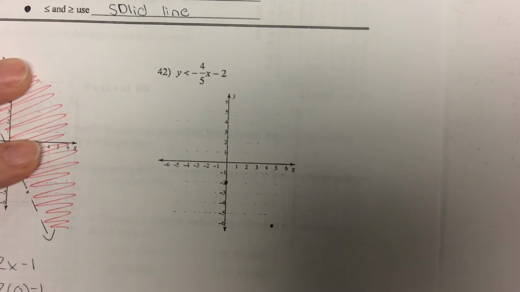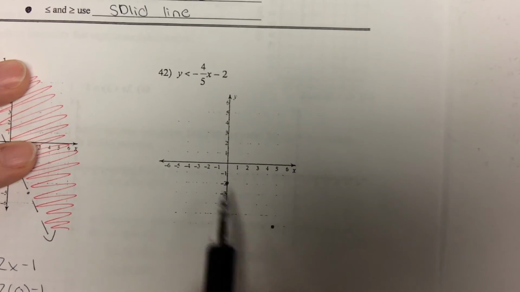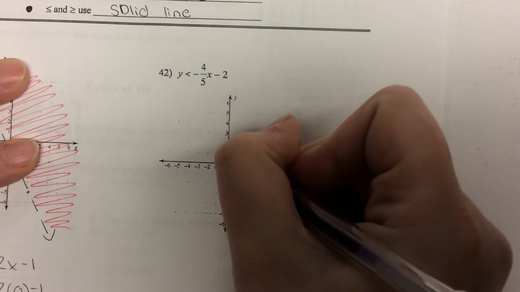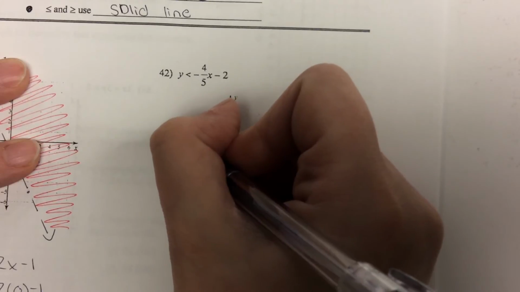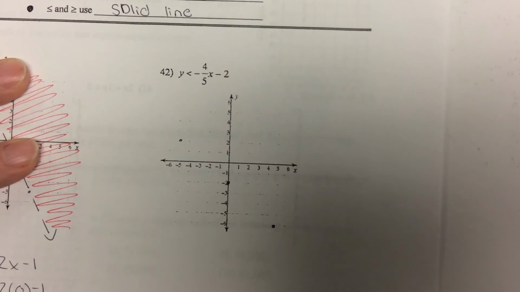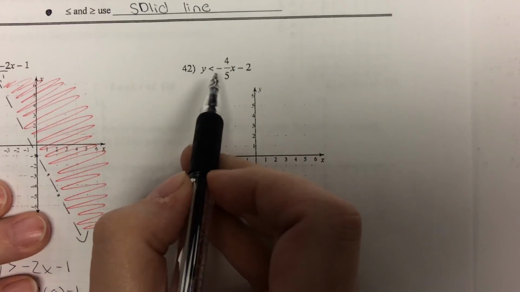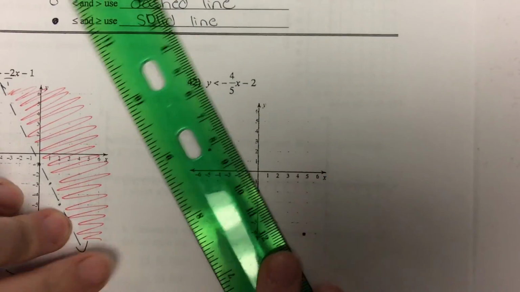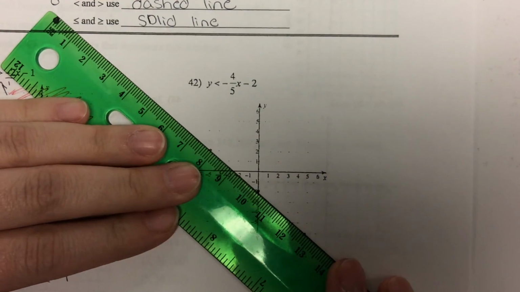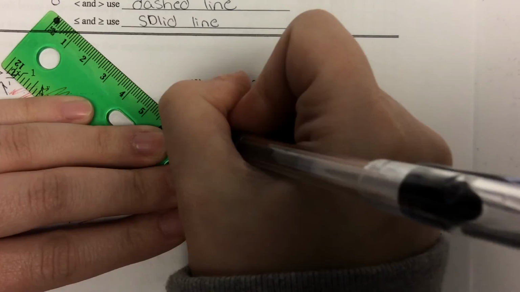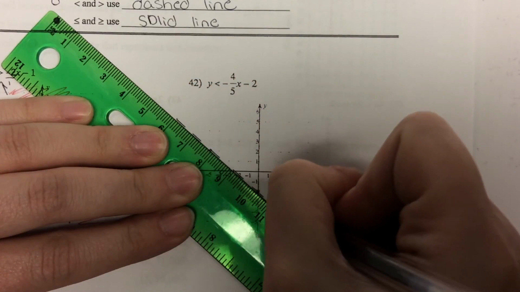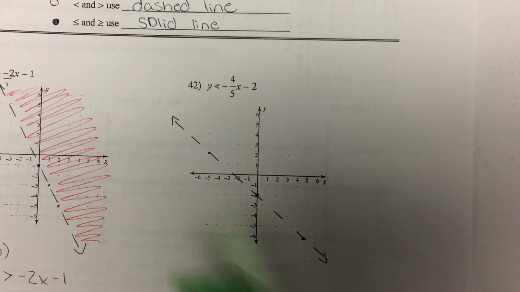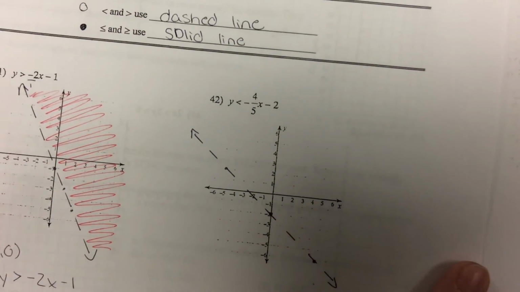Okay. Now I could plot another point, but I'm going to run off my graph. And I could actually plot it the other way, so I could go up 4 and to the left 5. 1, 2, 3, 4. 1, 2, 3, 4, 5. About right there. Okay. Now before I connect these dots, let me look at my symbol. It's less than, so we need a dashed line again.